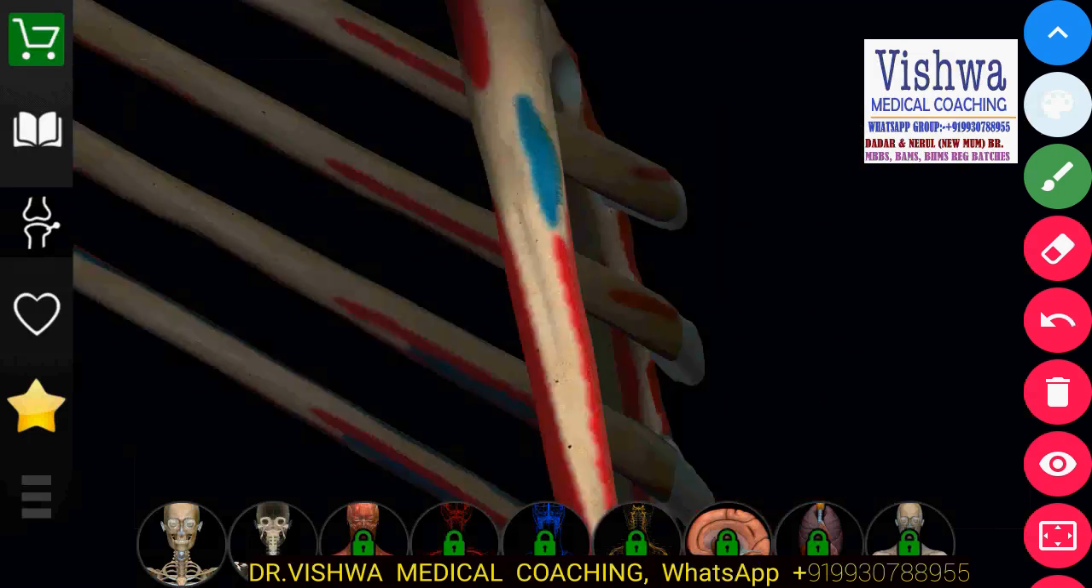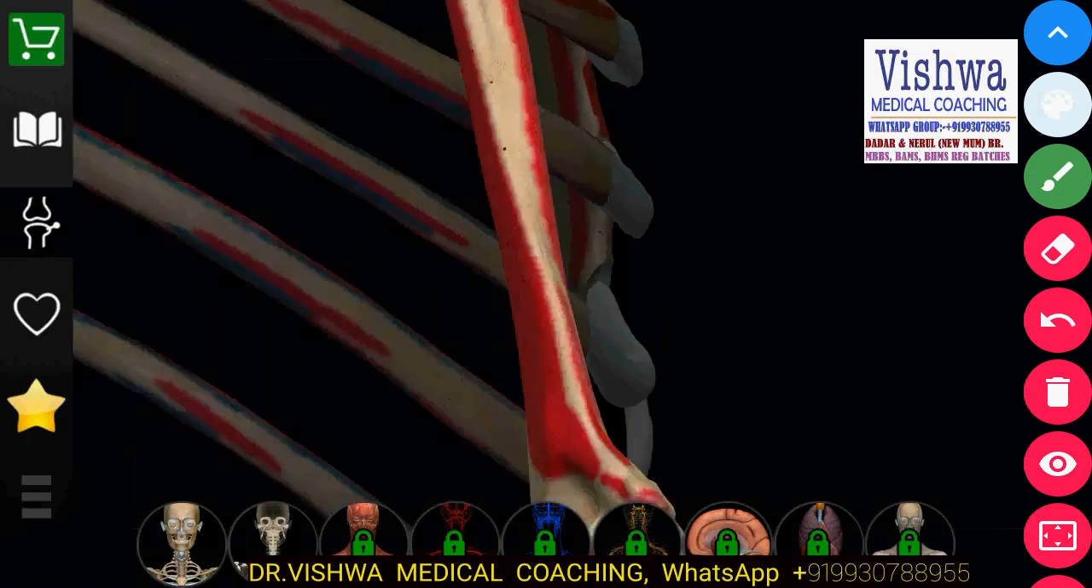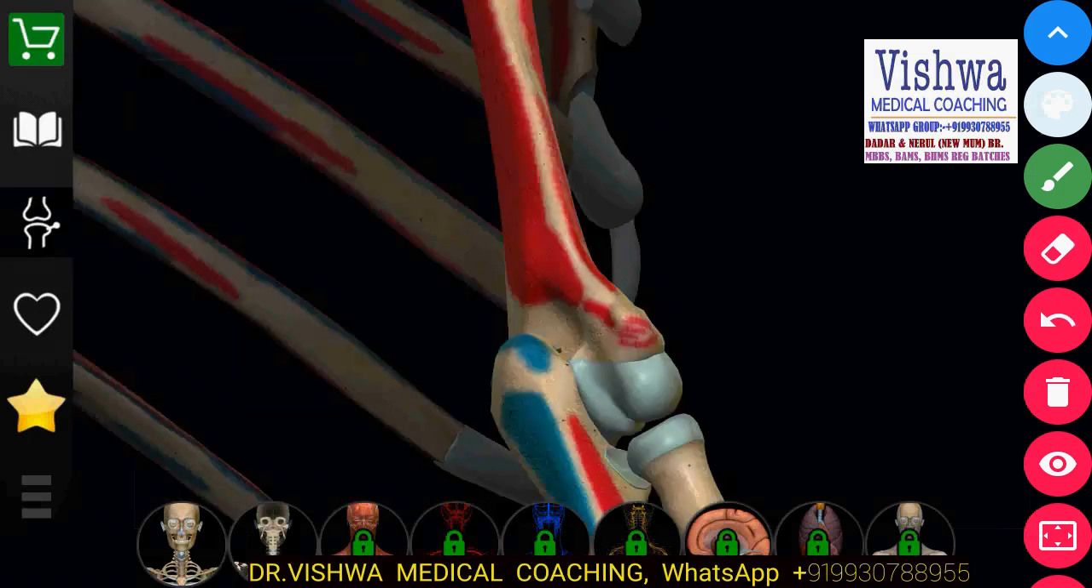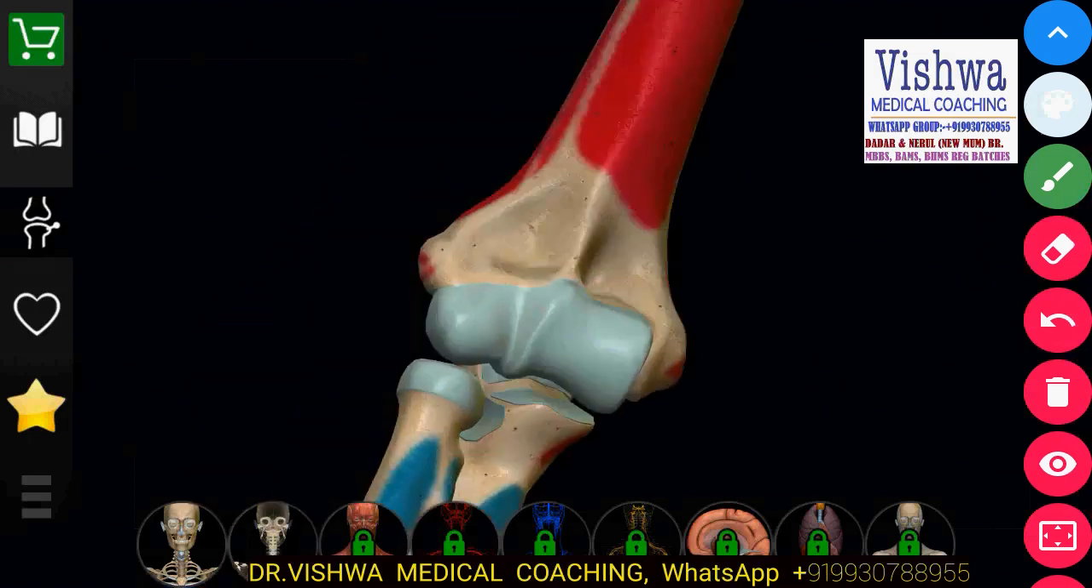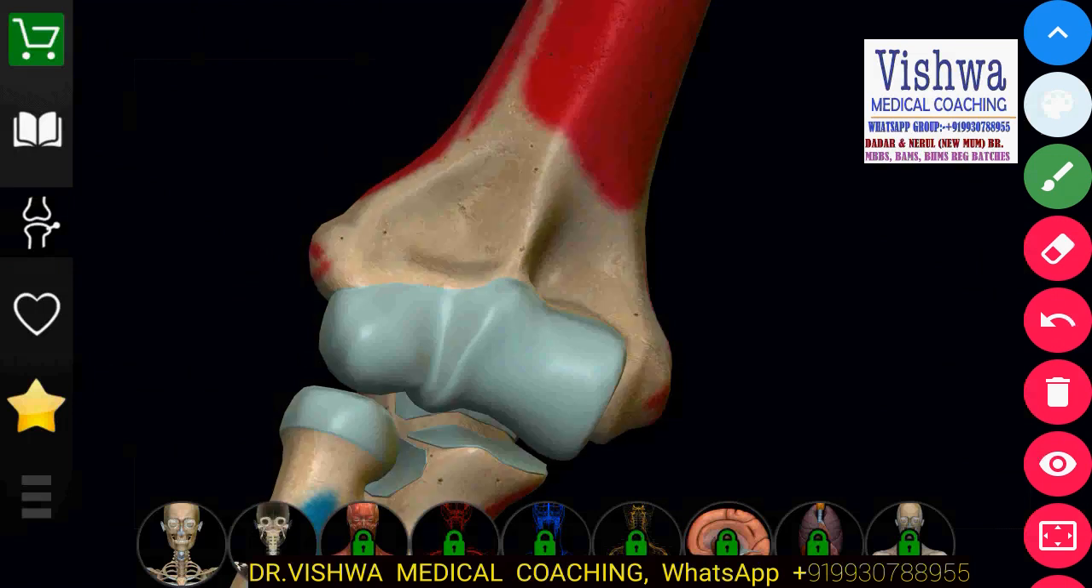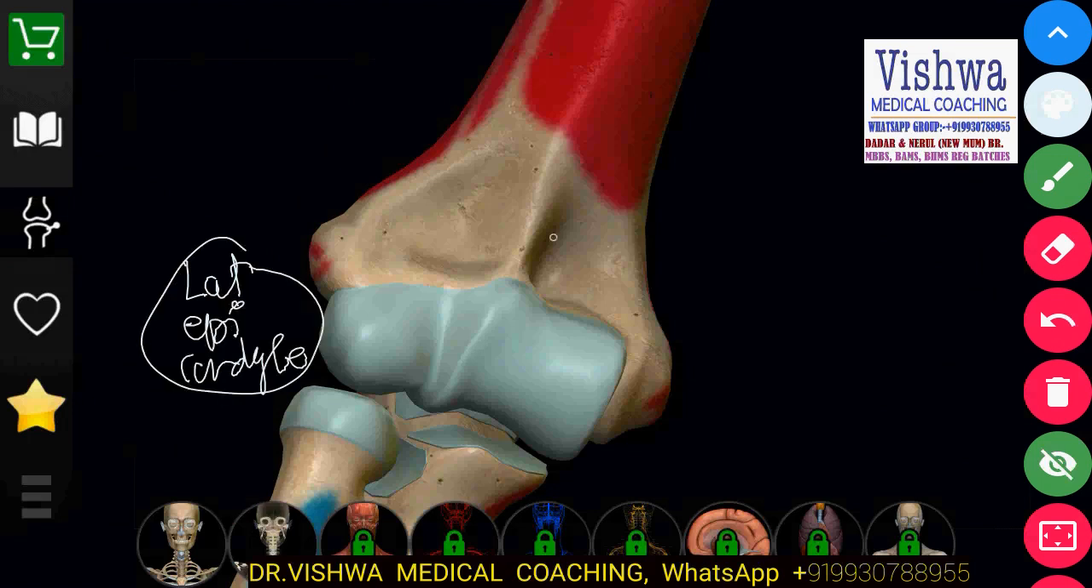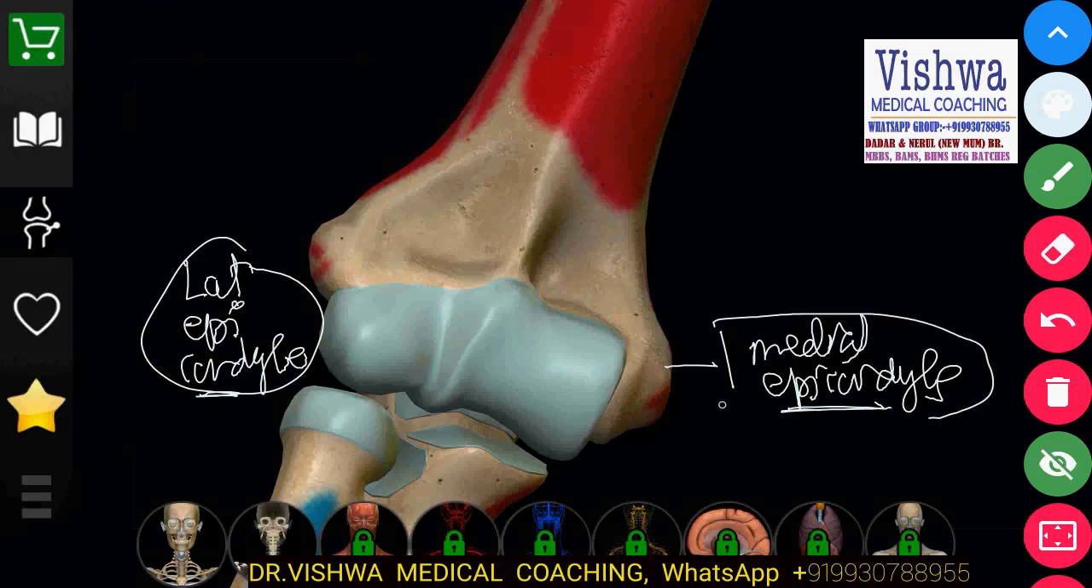Let's come to the muscle attachments on the lower end. Two very important points of the humerus are the lateral epicondyle and the medial epicondyle. Now remember, from the lateral epicondyle and medial epicondyle all the muscles of the forearm are originating. I am talking about the forearm right now.